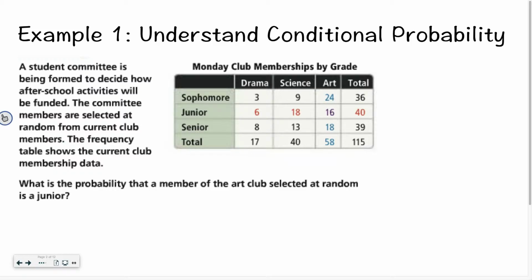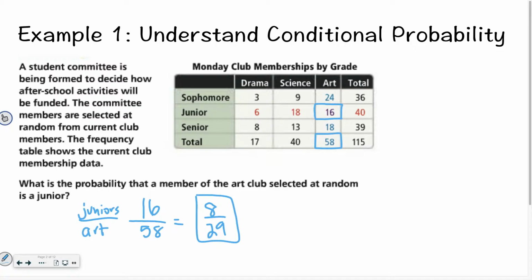Okay, so if we want to know the probability that a member of the art club is a junior, first we have to look: how many juniors are in the art club? If we look, there are 16 juniors in the art club. And then how many members are in the art club? There's a total of 58. So if I reduce that, I have 8 over 29. So that is my probability that a member of the art club selected at random is a junior.